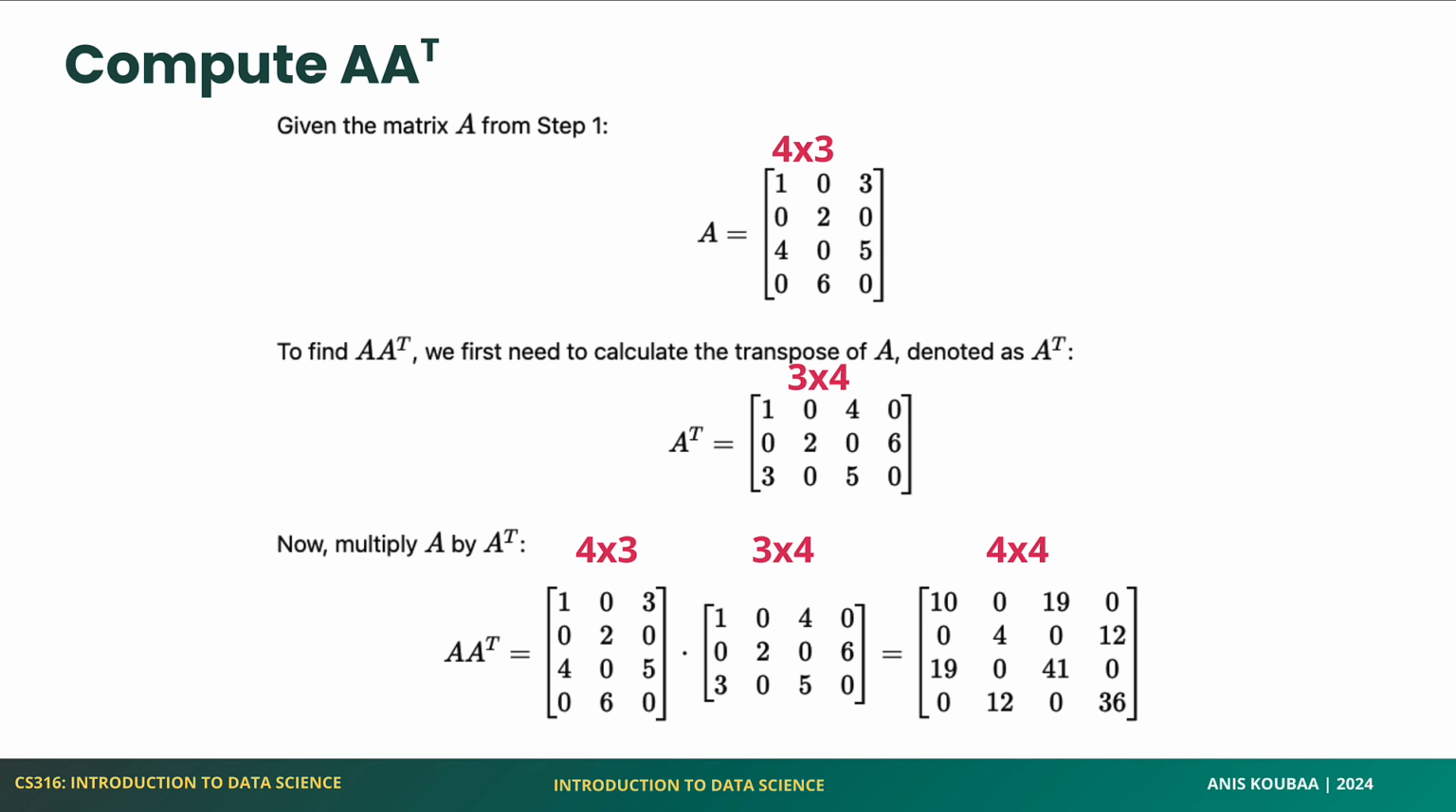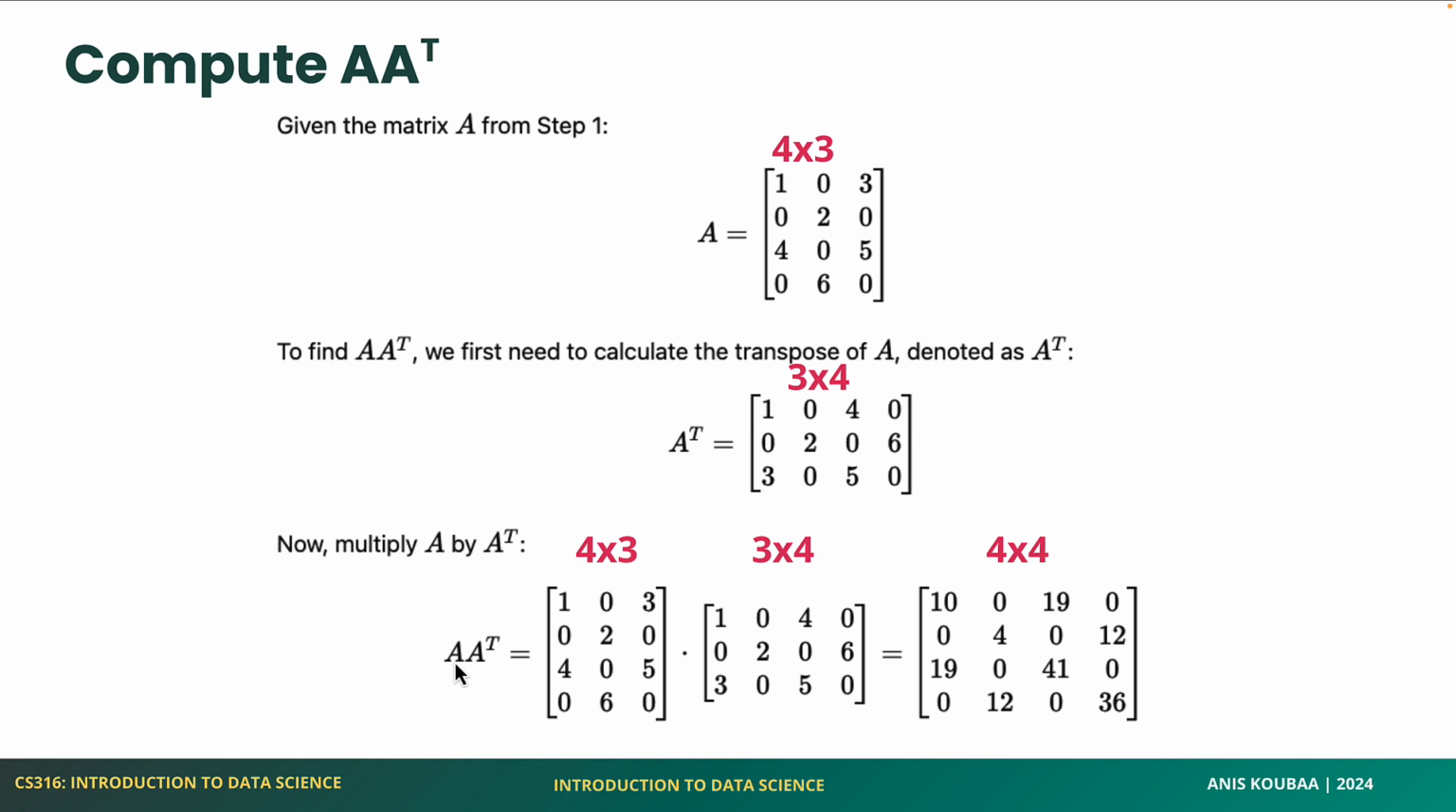And let's compute A multiplied by A transpose. So this is A, a 4 by 3 matrix. It has 4 rows and 3 columns. And if you calculate the transpose, it will become a 3 by 4 matrix. We have 3 rows and 4 columns. It's the transpose. All the rows, like this is a row, this is a column, it becomes here a row. This is the transpose of a matrix.